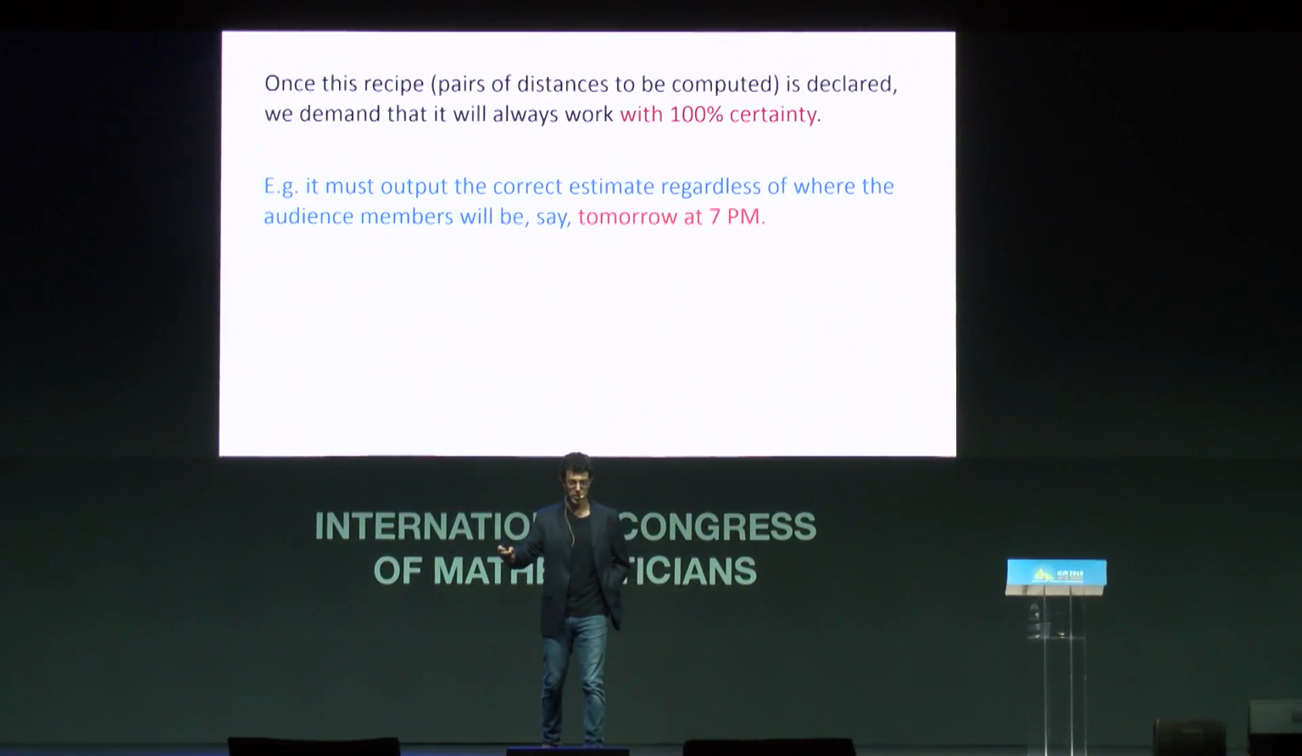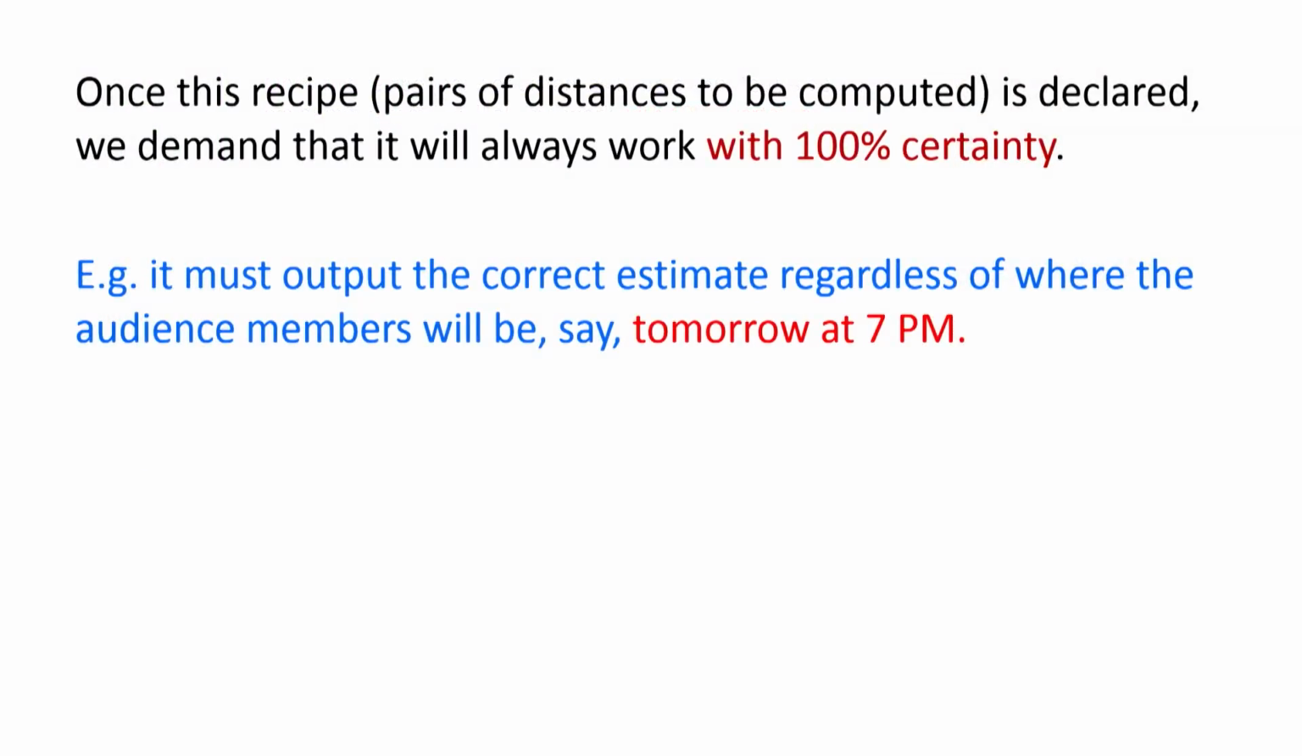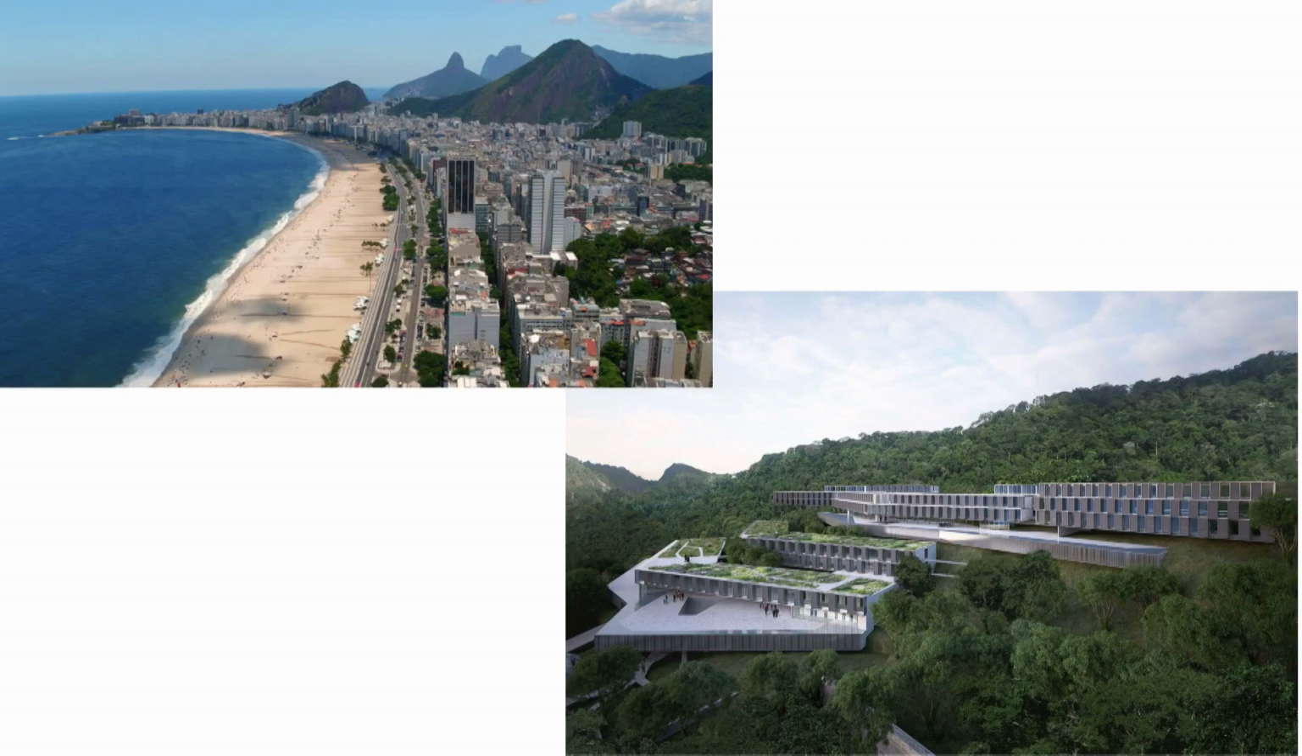I declare this up front, and I want to know the average distance tomorrow at 7 p.m. with certainty. Okay, it's easy to sample if you want, but I want it with certainty. So we're in Rio de Janeiro, and there are two very fun places to go. It can be Copacabana or Ipanema.